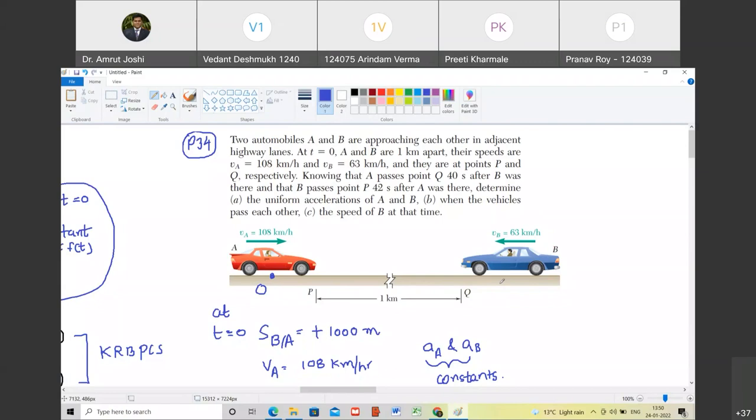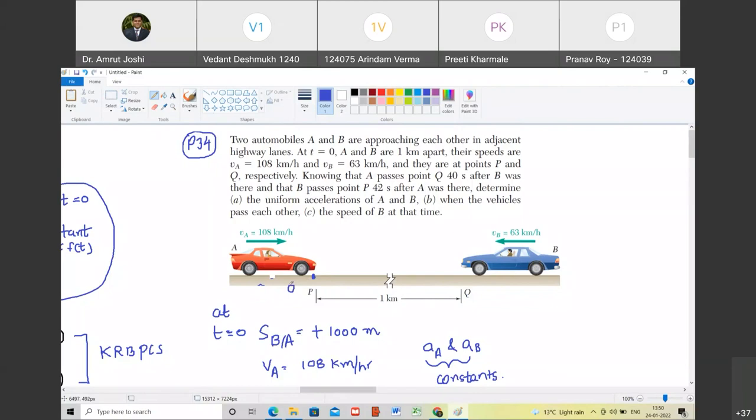And they are at points P and Q respectively. Knowing that A passes point Q 40 seconds after B was there, and B passes point P 42 seconds after A was there, determine A, the uniform accelerations of A and B, B, when the vehicles pass each other, C, the speed of B at that time.